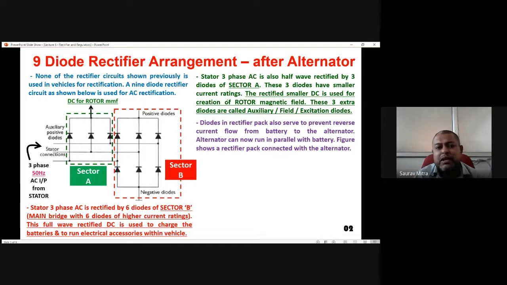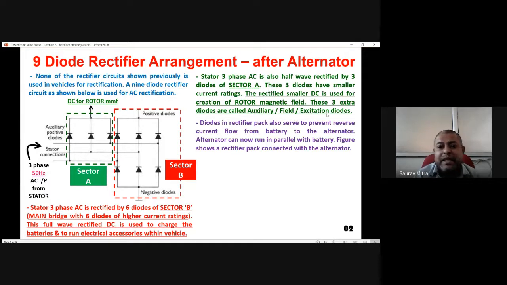These diodes are having smaller current ratings. The rectified smaller DC is used for creation of the rotor magnetic field. These 3 extra diodes are called auxiliary diodes or field diodes or excitation diodes. Why are they called field diodes? Because they are creating the magnetic field. Why are they called auxiliary diodes? Because these 6 are the main diodes and these 3 are the associative diodes. Okay, so that's why they are called auxiliary diodes.